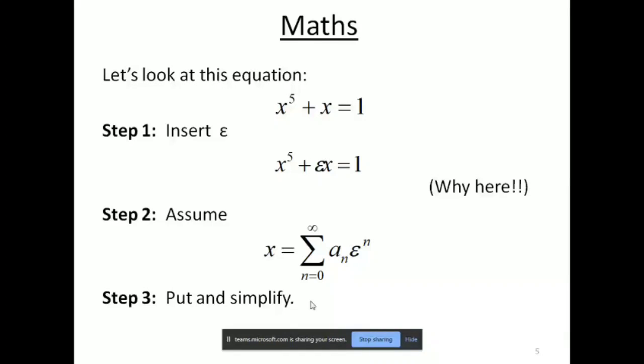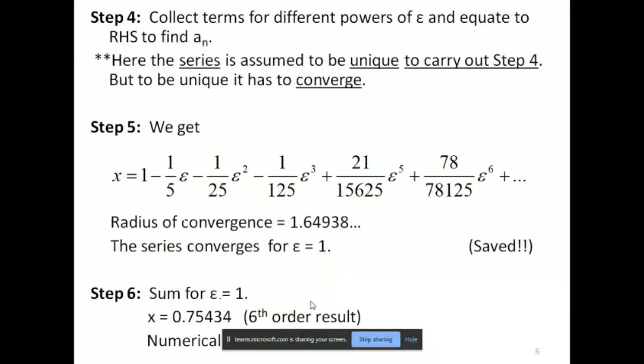So first I start by inserting epsilon near x. The next steps are easy to follow. We assume that x is a series in epsilon. We put it into the equation and simplify. Then we start collecting the coefficients for different powers of epsilon and equating them to the RHS. Here there is a necessary assumption that I've made. To do this step 4, we need to assume that our series, a Taylor series, is unique. But for a Taylor series to be unique, it has to converge. So it is assumed all the way to convergence.